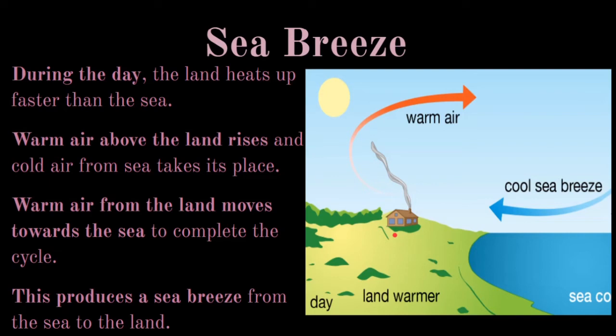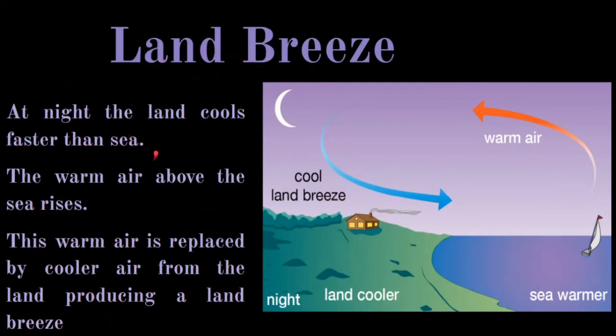Now what is land breeze? During night time the land cools faster than the sea. So the warm air above the sea rises. So this warm air is replaced by the cool air from the land, producing a land breeze. Both are an example of convection.